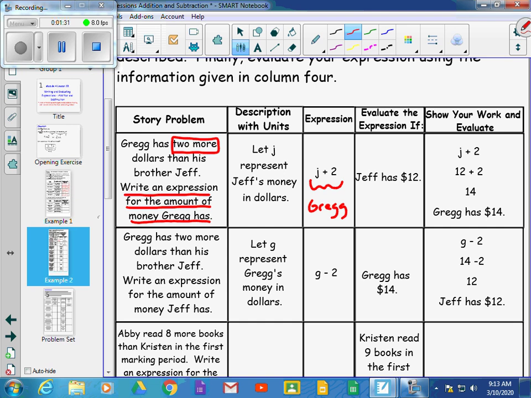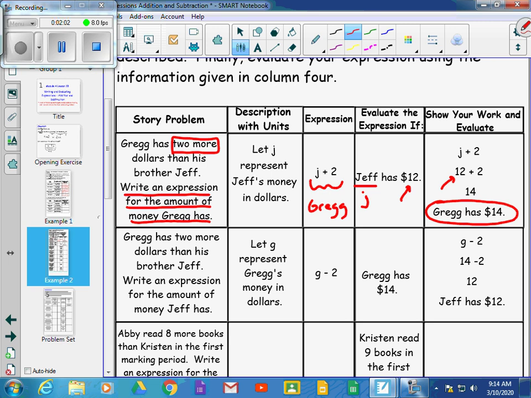Now it's telling us Jeff has $12. That's what the J is. The J is going to be 12. So when we evaluate on the last column here, we're going to substitute the value in the fourth column in there for the variable. And when we evaluate, we can say that if Jeff has $12, Greg's going to have $14.